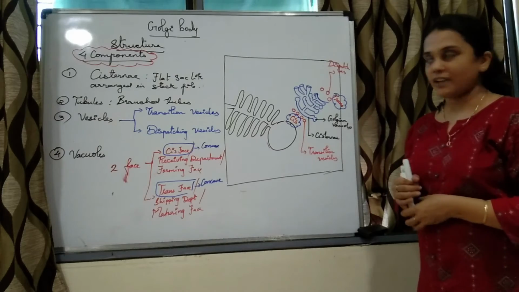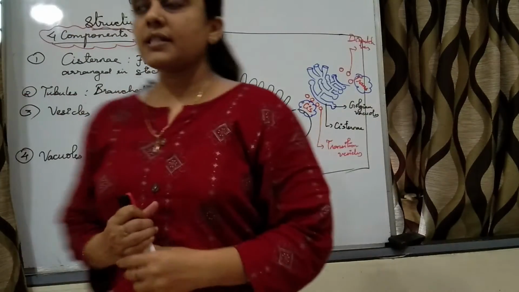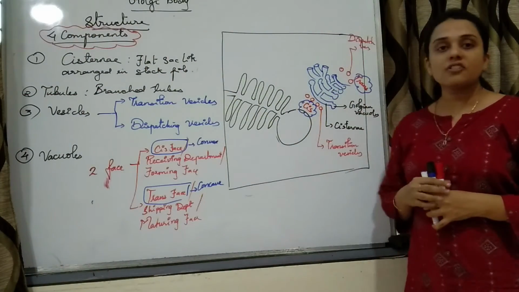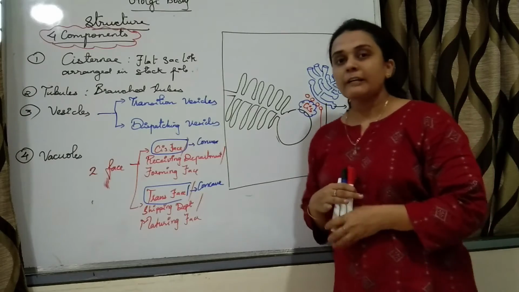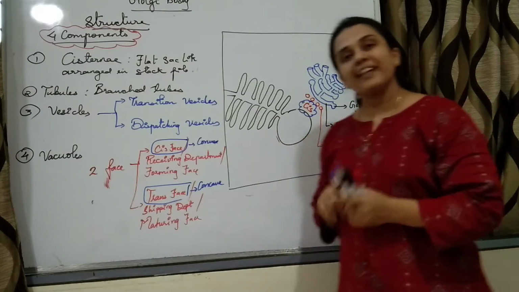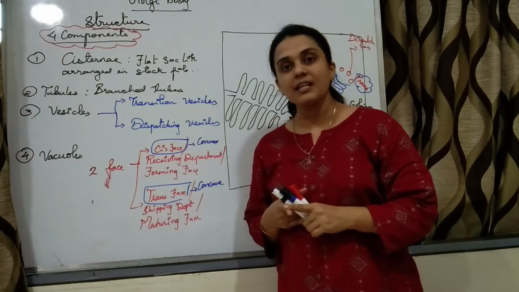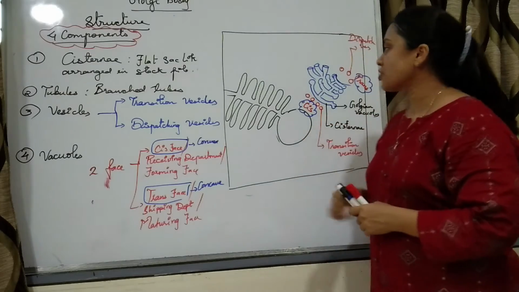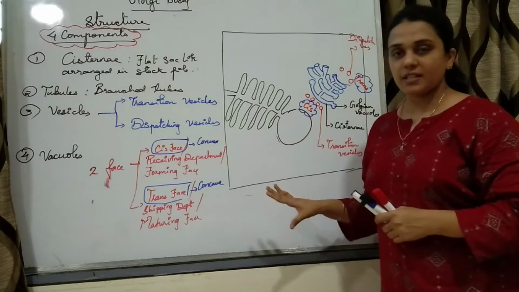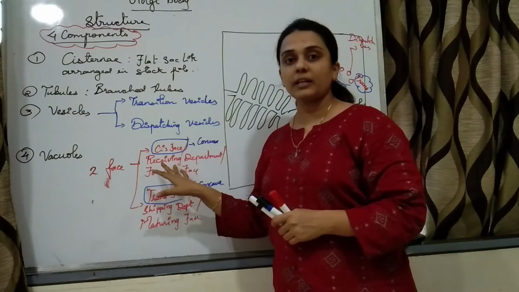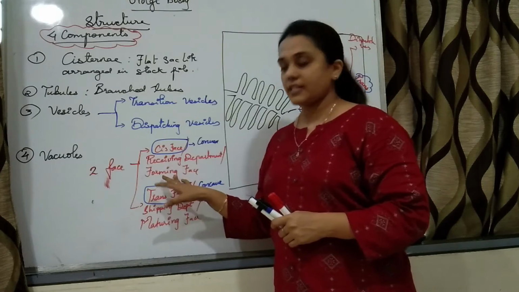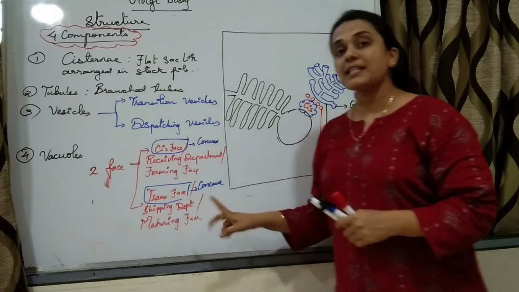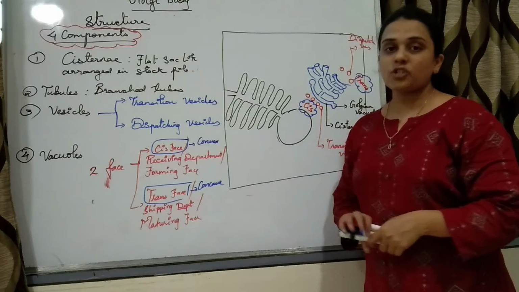Why is it called like that? We will study it right now. Yes, students. So we have studied the structure of the Golgi body. We know that it consists of a convex side, which is the cis phase, and a concave side, which is the trans phase. Now, why have we given these names? The cis phase is called the receiving department or forming phase, and the trans phase is called the shipping department or maturing phase.